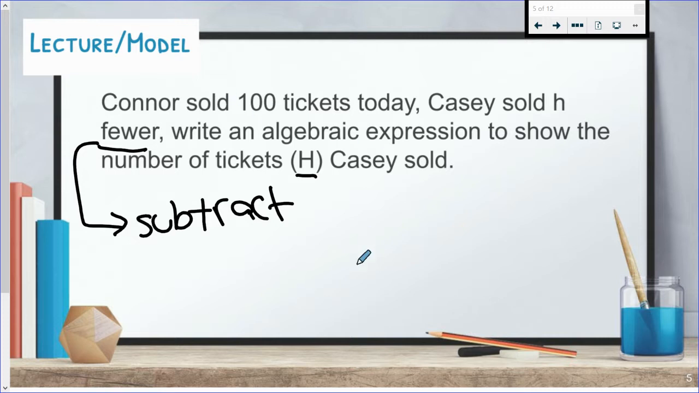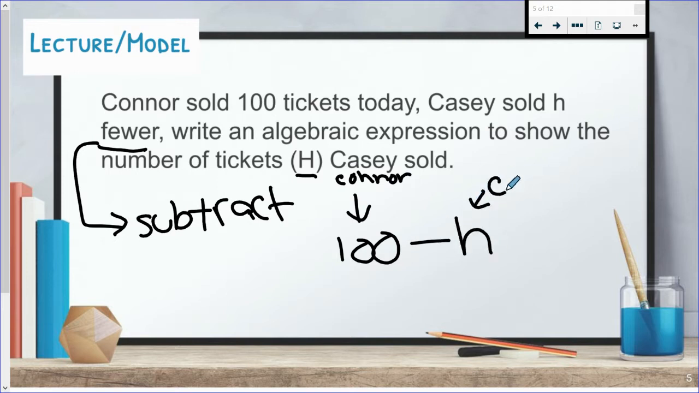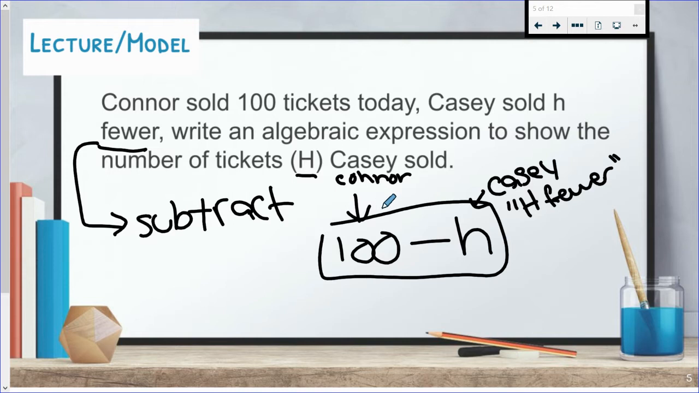So we start with Connor, who had 100. Fewer means to subtract, and we're going to subtract what Casey had. That will tell us how many Casey had. For instance, if Connor sold 100 and Casey sold 30 fewer, she would have sold 70. But we don't know how many fewer she sold. We just know that it is H. So our algebraic expression here would be 100 minus H.